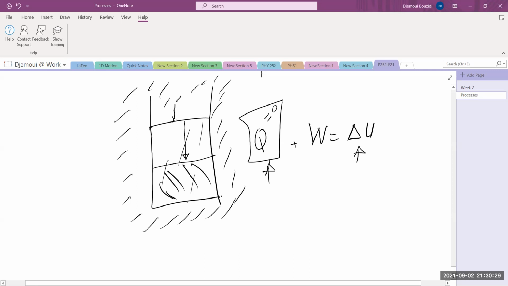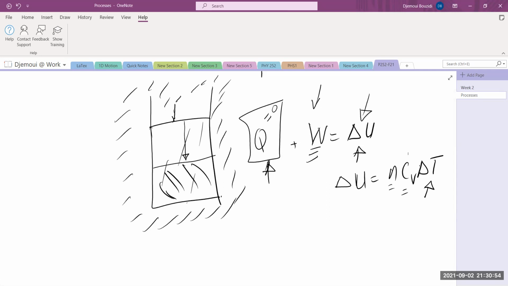But since this is an adiabatic process, Q is 0, so the only way, when I increase energy in the form of work, is for the internal energy to go up. And if the internal energy goes up, remember, this is an indication that the temperature must go up also. Because this is positive, this is positive. So if this is positive, this one better be positive. Make sense? Yes. Very good. So let's continue with the questions.